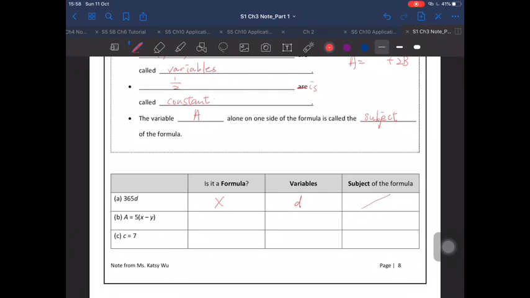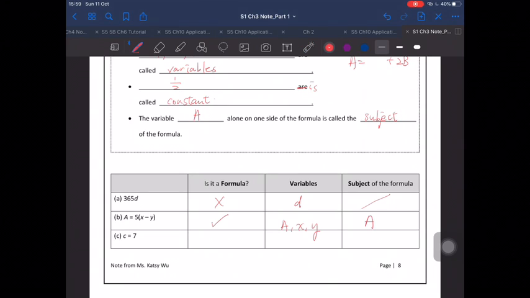So and then B, A is equal to 5 times brackets x minus y. Is it a formula? Can we solve the variable A or x or y? No. Does it have an equal sign? Yes. So this is a formula. Variables should be A, x, and y. The subject of the formula is the variable alone on one side. x and y are on the same side of the equal sign, so they are not the subject. So A is the subject of the formula.